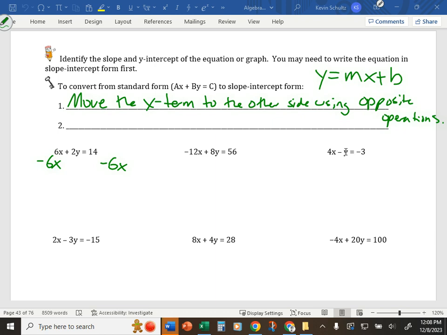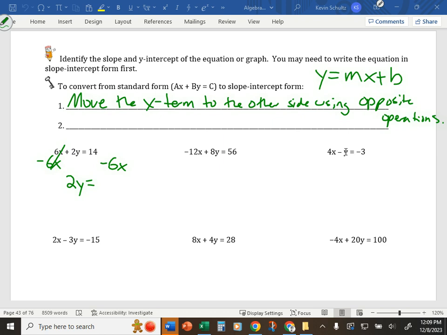On the left side, 6x minus 6x is 0. They cancel out. We're left with 2y. On the right side, just like we saw yesterday, we can't combine that 14 and negative 6x because the 14 doesn't have an x. They're not like terms. And with addition and subtraction, you have to have like common denominators with fractions. You have to have like terms with variables. We don't have that here.